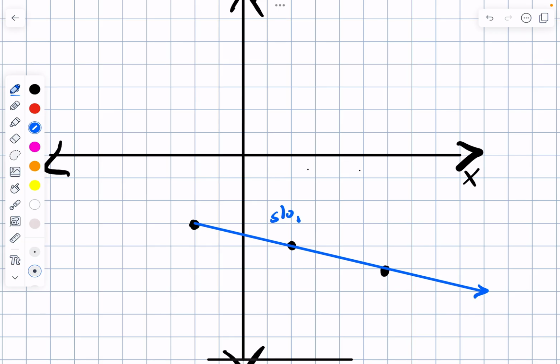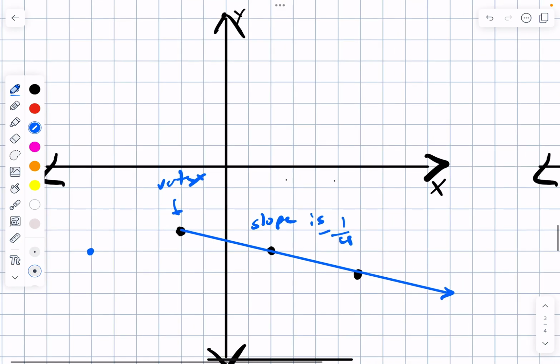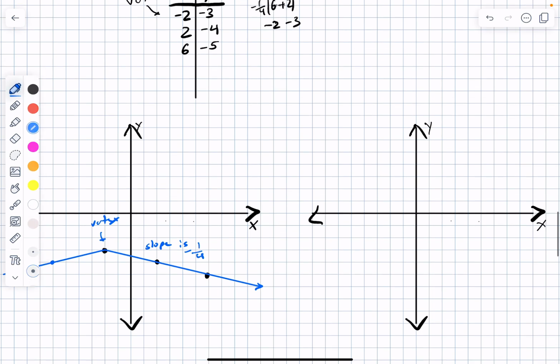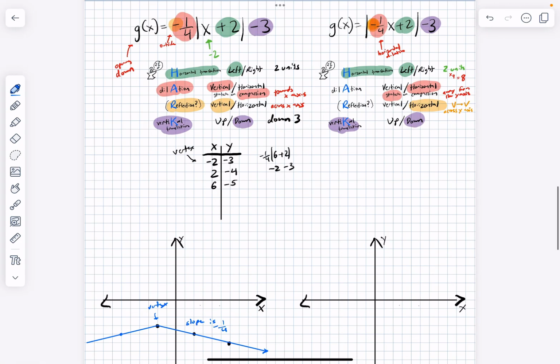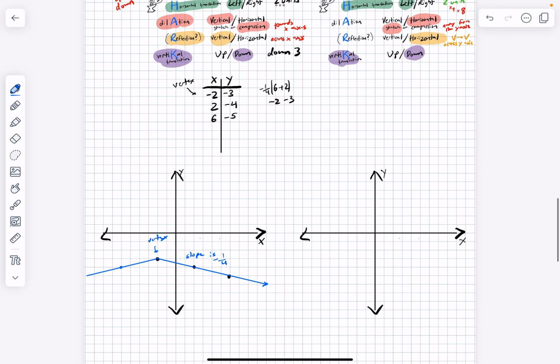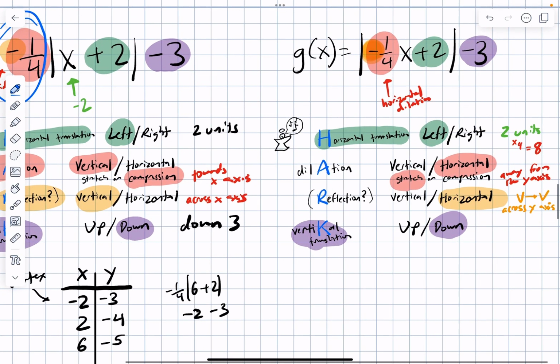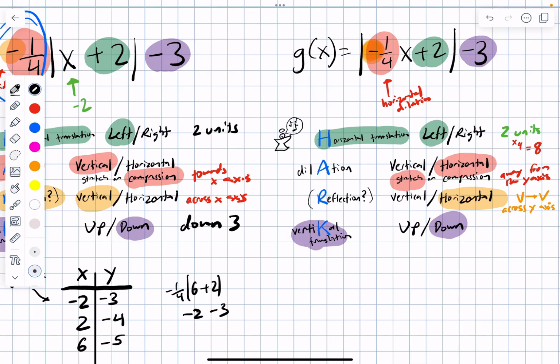Slope is -1/4. And since this is the vertex, I know it's going to be a mirror image. So 1, 2, 3, 4. And then that's going to go like this. Ooh, yeah. That is correct. So this one I can see is -1/4 of it. So that's that one. Okay, now let's come over here and try to get some lattice points.